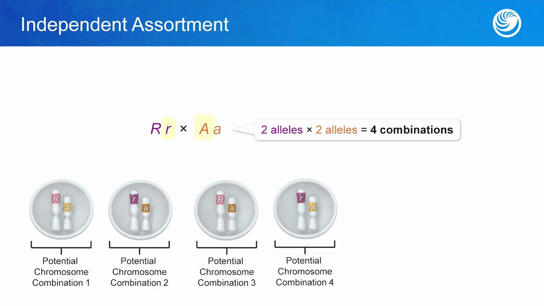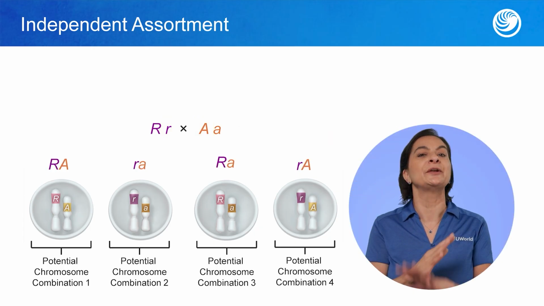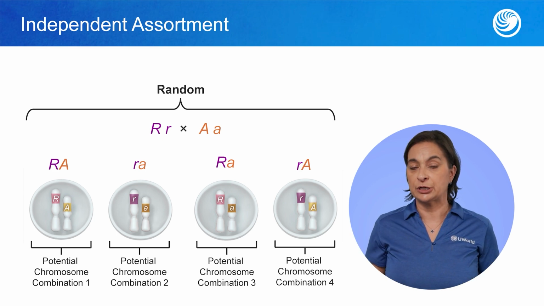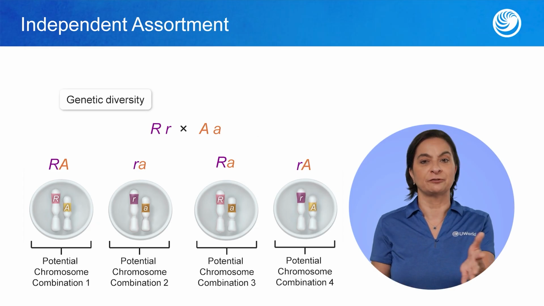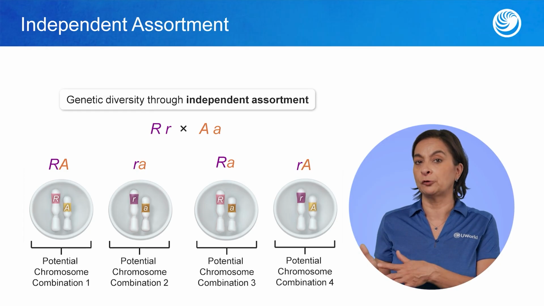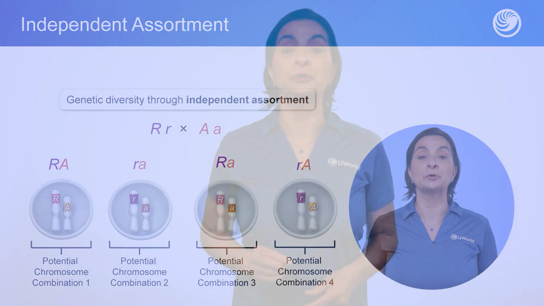And the 4th combination is also one dominant and one recessive, but now we've switched which one is which, little r, big A. The 4 potential chromosome combinations from meiosis represent a random distribution. These potential chromosome combinations, which are different from the parent cell, increase the genetic diversity of gametes, thanks in part to independent assortment of chromosomes during meiosis. There are other processes that increase genetic diversity even more, but this is a very important one, so make sure you remember it.